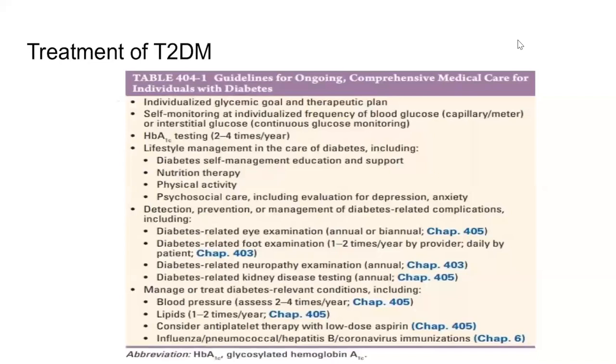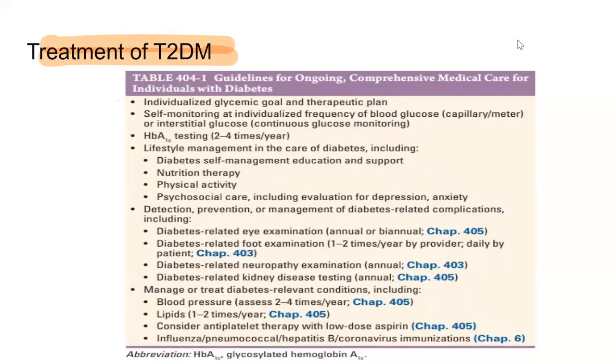Now, treatment of type 2 diabetes mellitus. As we all know, in type 1 diabetes mellitus, we can only give insulin and one drug, that is amylin analogues. Okay? So we will focus on treatment of type 2 diabetes, which includes medical nutritional therapy, OHAs, and insulin. It includes all three. Clear?